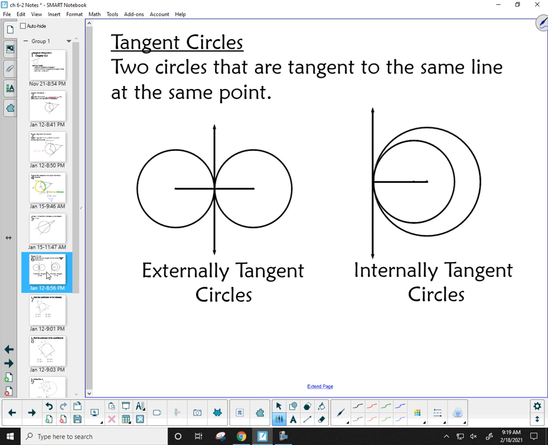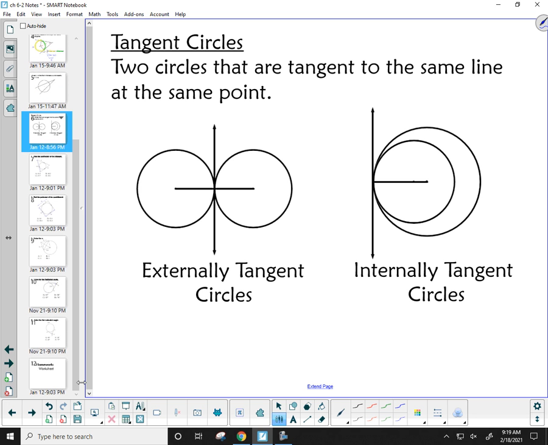Circles can be externally tangent, meaning they're outside of each other and they're just intersecting in that one spot. Or they can be internally tangent, so one is kind of nested in the other and they intersect in one spot. Honestly, we do nothing with it. I just wanted to throw it out there so you can visualize it. Okay? All right.